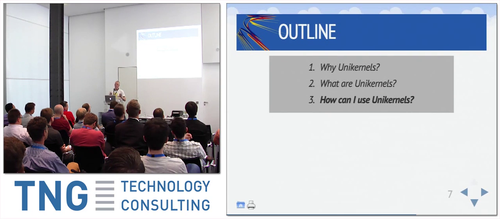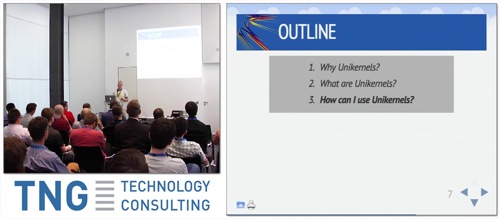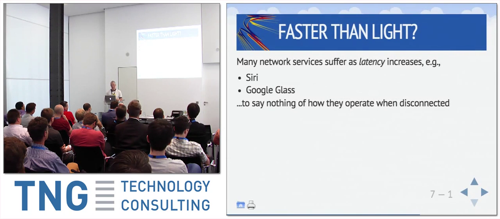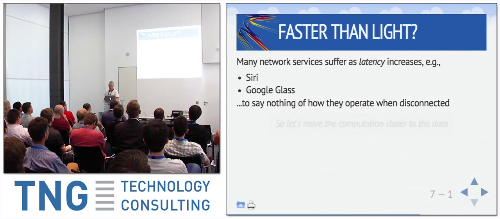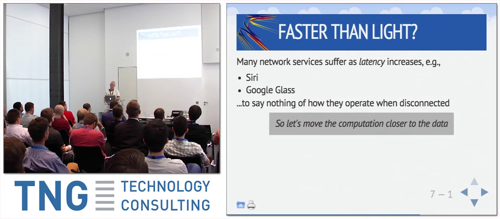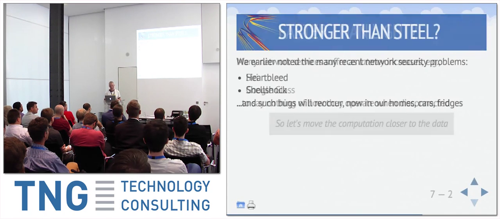So hopefully that's given some idea and not completely bewildered everybody about what unikernels are and how they work. So what I'll talk about now is how we can use them, and what some of the other benefits are. One observation we made is that a lot of network services get worse as latency increases. Things like Siri, Cortana, Google Glass, and so on. So we're thinking, can we move computation closer to the data? If we can do that, we can reduce latency. Right? We have to move the data less far, so things should go quicker.